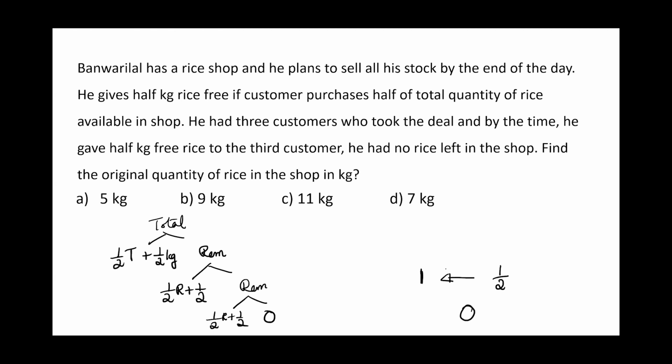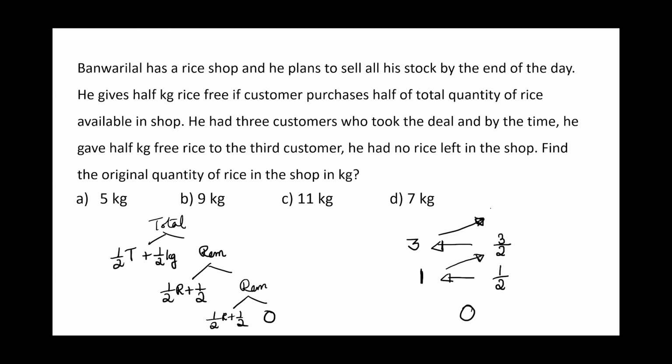So now go back to the second customer. What if the second customer had not taken that half? So 1 plus half is 3 by 2, or 1.5. Right? 1 plus half is 1 by 2, or 3 by 2. So what happened if the second customer had not taken his half? So you would have doubled. That is 3 kg.